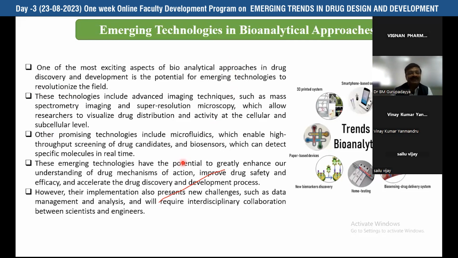Some other promising technology you can consider here is microfluidics, which enables high throughput screening of drug candidates, or biosensors which can detect specific molecules in real time. Okay, and these emerging technologies have the potential to greatly enhance our understanding of the drug mechanism of action, improve drug safety and efficacy, and accelerate the drug discovery and development process. Okay.